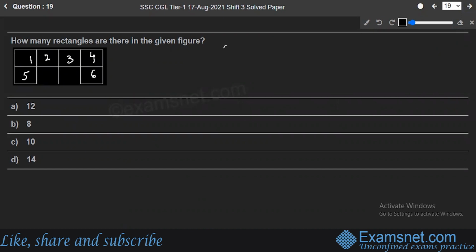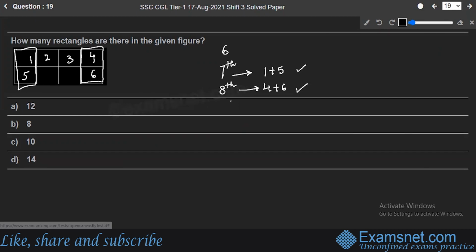These are the 6 rectangles. Seventh rectangle is rectangle 1 plus 5. Eighth rectangle is rectangle 4 plus 6. See these ones. This is the seventh rectangle, and this one, 4 plus 6, is the eighth rectangle. Okay. Now, ninth rectangle.